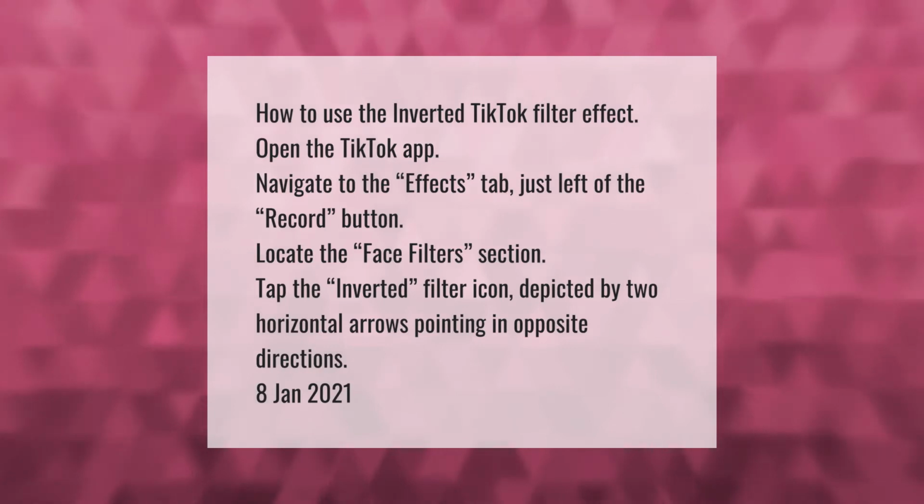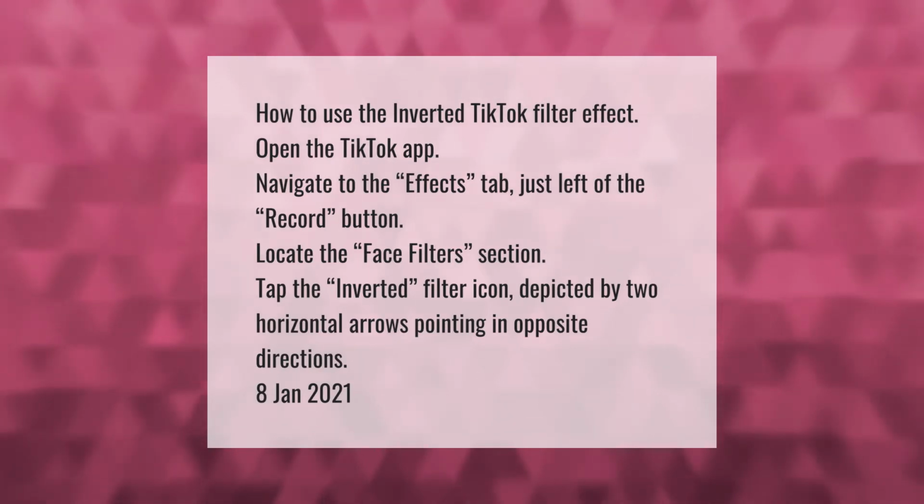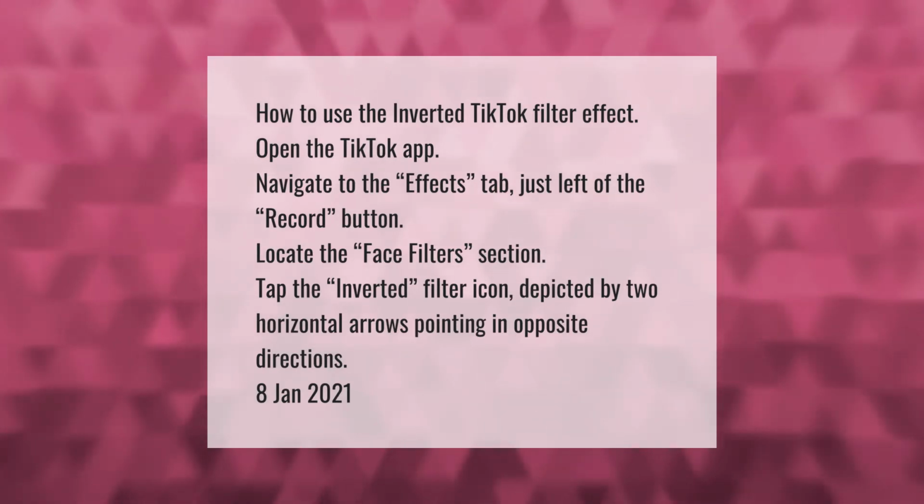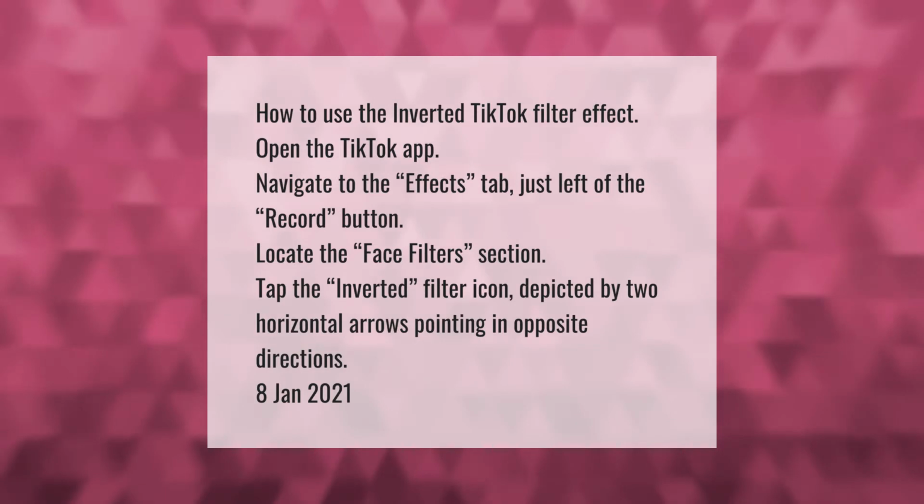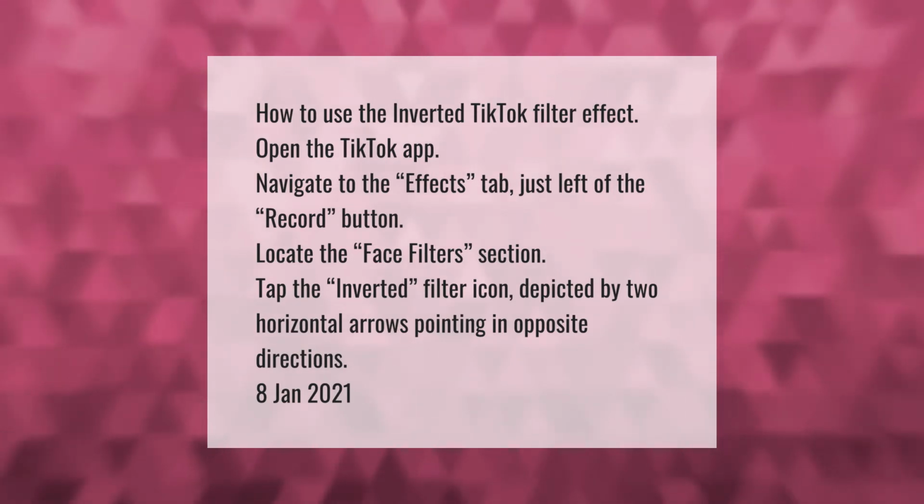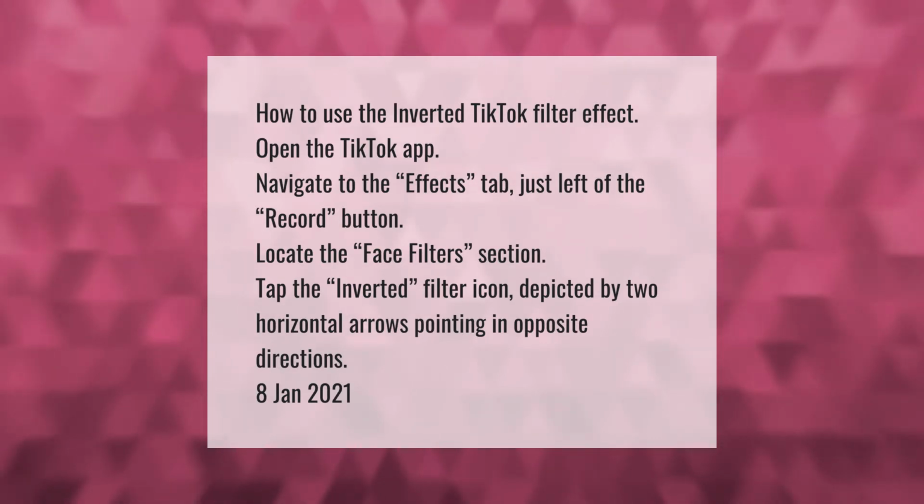How to use the inverted TikTok filter effect. Open the TikTok app. Navigate to the Effects tab, just left of the Record button. Locate the Face Filters section. Tap the inverted filter icon, depicted by two horizontal arrows pointing in opposite directions.